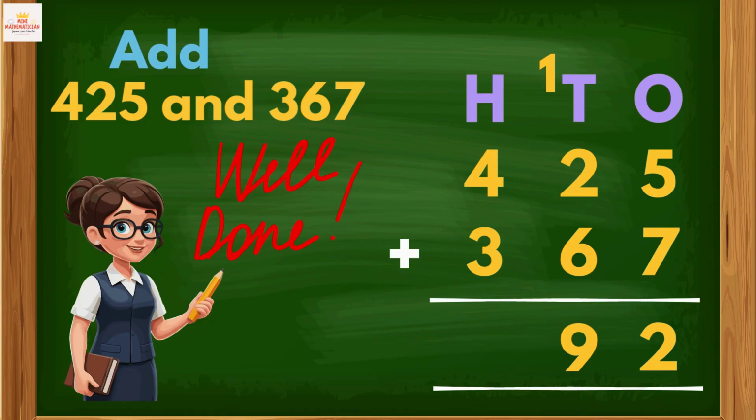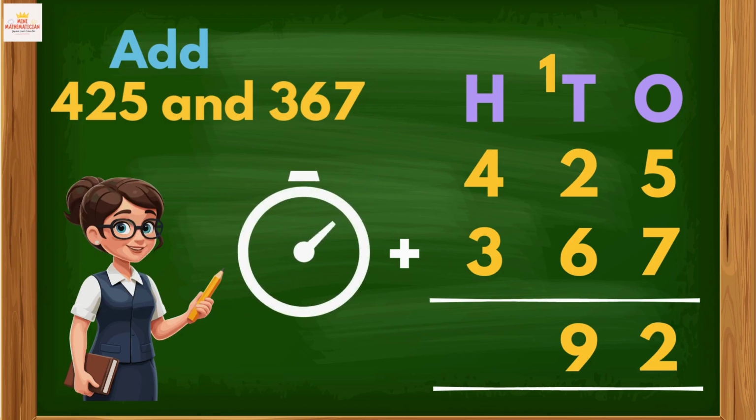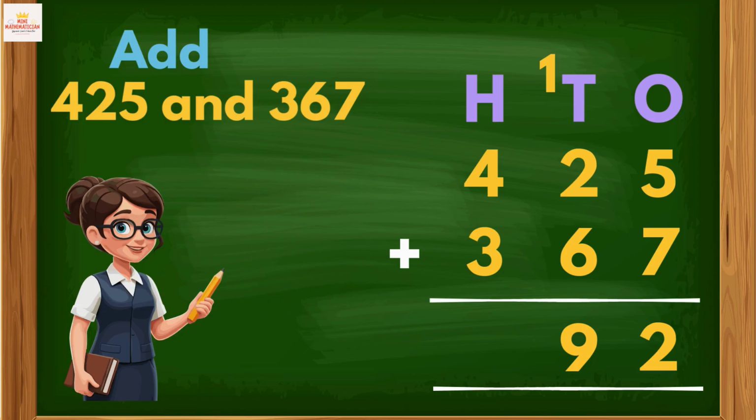Well done! Add the hundreds. What are the numbers in the hundreds place? Well done! 4 plus 3 equals 7. So after adding 425 and 367, we get the answer 792.